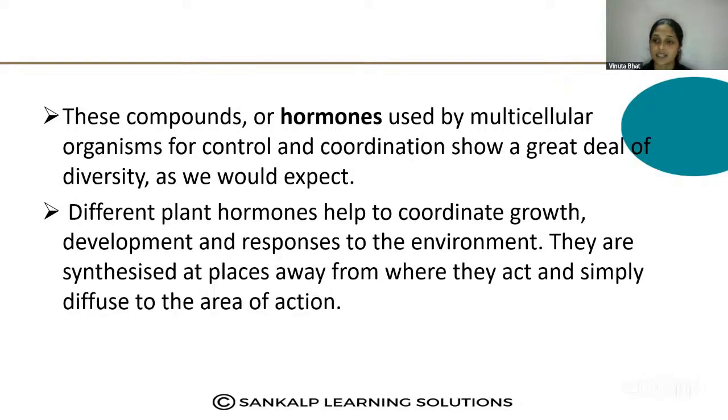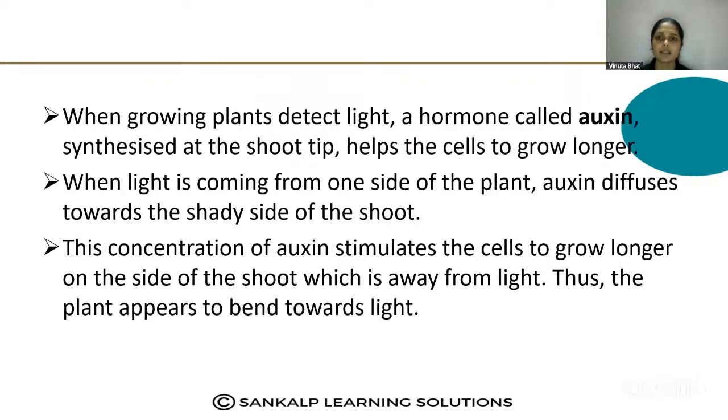They are secreted in one part and act in another part. They help in the growth and development of plants or animals. In plants, certain hormones are released. The main one is auxin, which is synthesized at the shoot tip and helps the cells to grow longer.